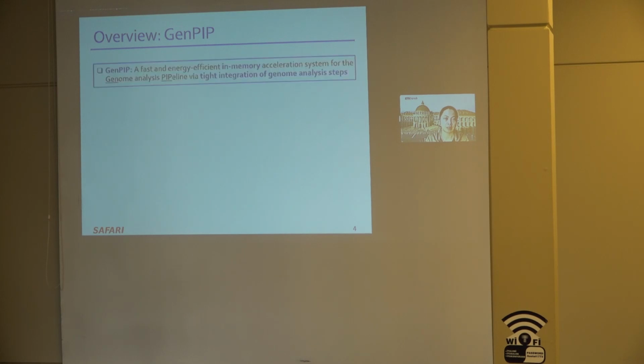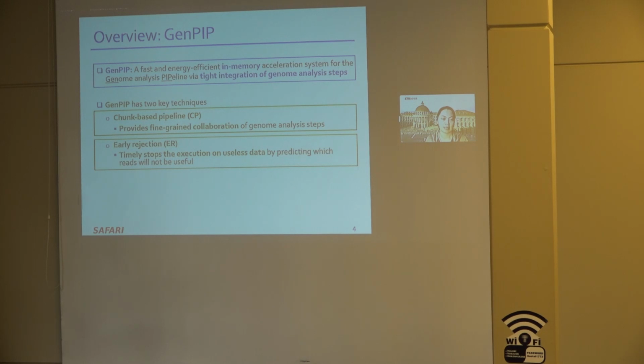So we propose GenePIP. GenePIP is a fast and energy-efficient in-memory acceleration system for the genome analysis pipeline via tight integration of genome analysis steps. GenePIP has two key techniques. The first is the chunk-based pipeline, which provides a fine-grained collaboration of genome analysis steps. And second is early rejection, which timely stops the execution on useless data by predicting which reads will not be useful. GenePIP outperforms state-of-the-art software and hardware solutions using CPU, GPU, and PIM.